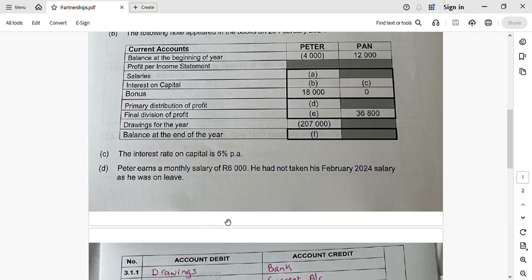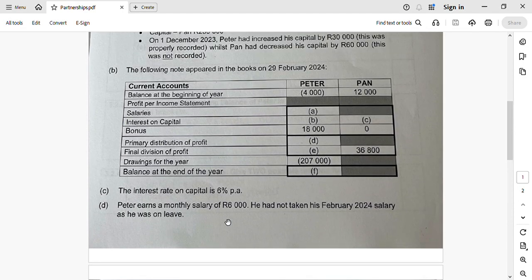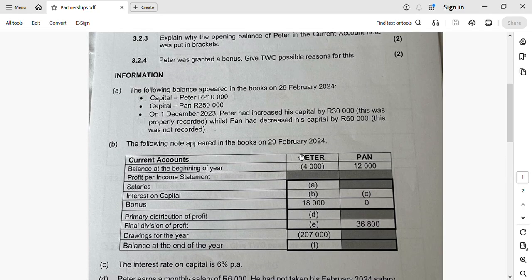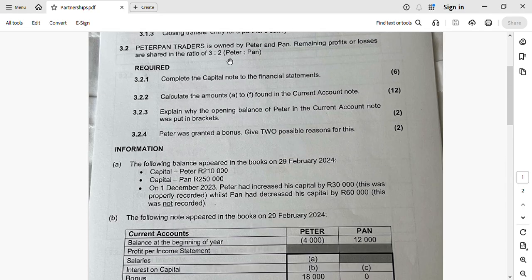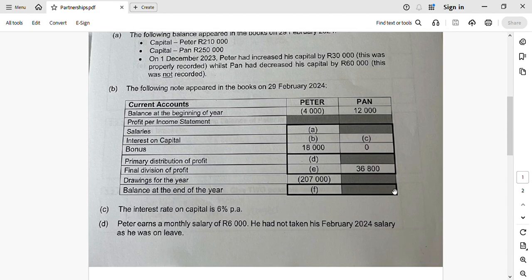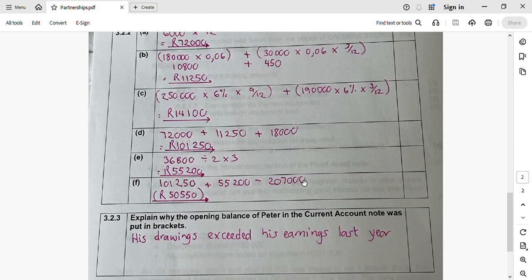Okay, and then E is the share of remaining profit, your final division of profit. You need to look back at the top here, and they tell you how they share the profits in a ratio of 3:2, Peter is to Pan. So if the ratio is 3:2 and Pan gets 36,800, to work out Peter, you're going to divide this by 2 and times it by the amount that Pan gets, which is times 3. So you take Pan's amount, divide it by 2, and to get Peter's, he gets 3/5, so you times by 3.